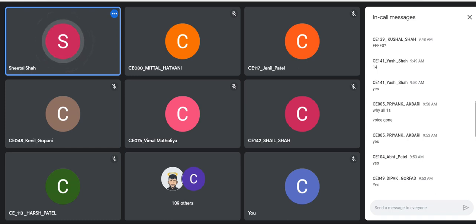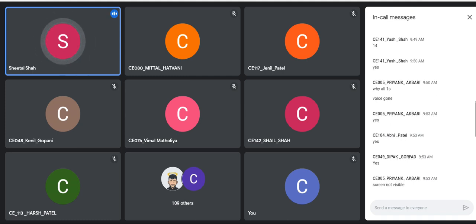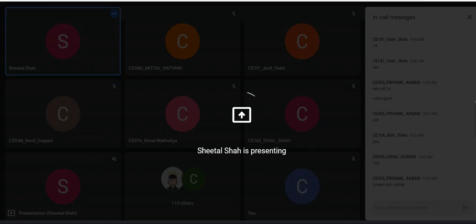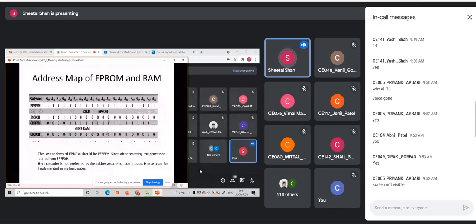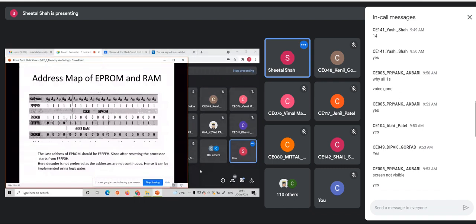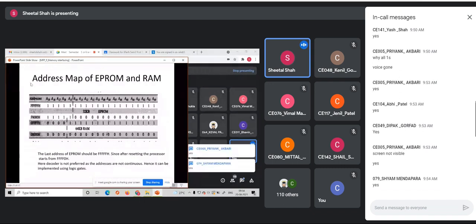Since the addresses are up to FFFFF, FFFFF can be represented by all ones. Here, all 20 bits are ones. Oh, sorry, I have to share the screen. Now, is it visible, all of you? Okay, hope this is clear.